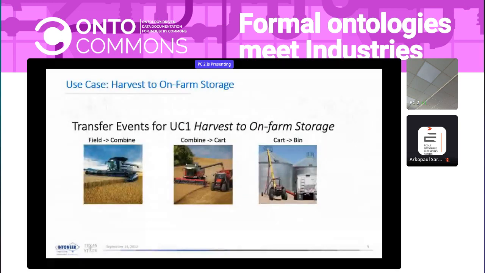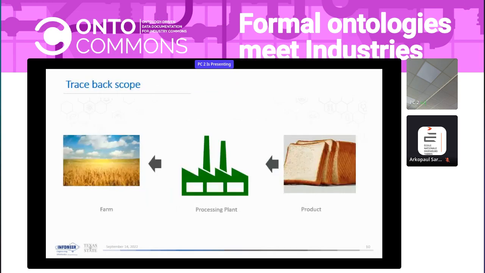There are multiple use cases. So we picked the use case for which we had data, and that was a use case that we were able to collect some data from. We call it harvest to on-farm storage: from harvesting the grains to storing in bins. You would like to be able to go back and trace where these grains are coming from, which field they were harvested from, and what timestamps are used. So that's the use case.